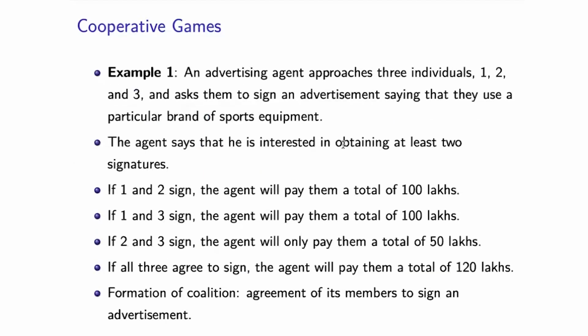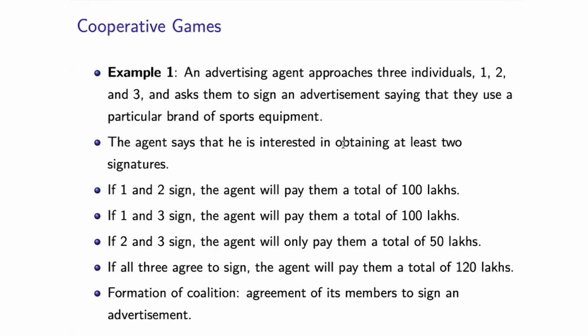So let's take some examples to make things a bit more concrete. The first example concerns an advertising agent who approaches three individuals, 1, 2, and 3, and asks them if they are interested in signing an advertisement where they will say that they are going to use a particular brand of sports equipment. You can imagine these might be hockey players who say they use products from this particular company, or cricket players who say that they use cricket kits from this particular brand, and so on. Okay, so let's think about what the agent told them.